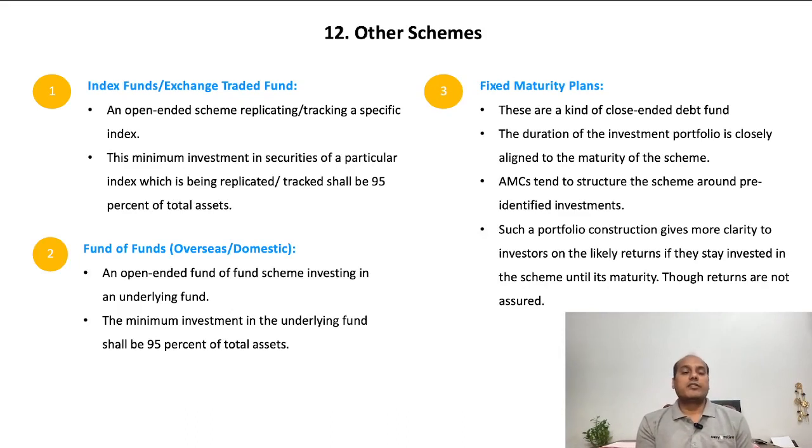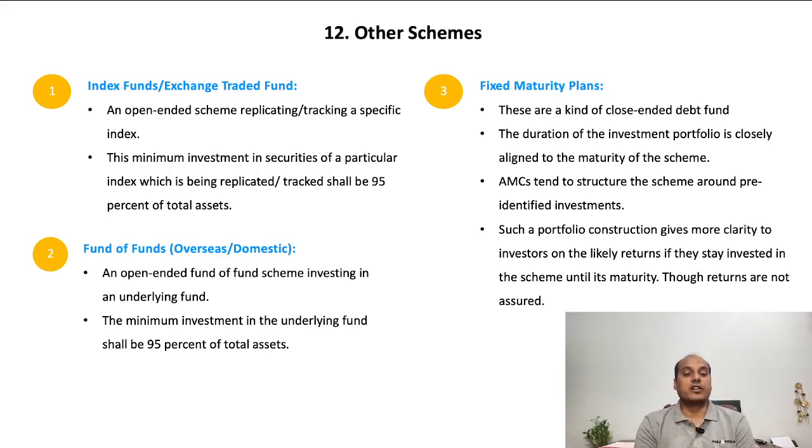There are other types of funds, for example index funds or exchange traded funds. So these are open-ended schemes. Basically they are replicating a particular index, which we already talked about. And the composition of an index fund, or the securities of an index fund, should be the same as the index it is following. 95% of the securities should be the same as the index itself.